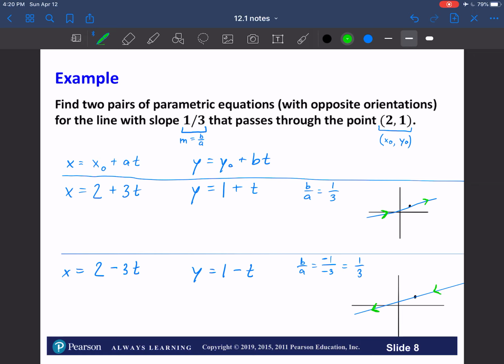There are infinitely many other ways that we could represent this line. For example, let me just give you one. Instead of saying x equals 2 plus 3t, you could also say x equals 2 plus 6t, and y equals 1 plus 2t. Then you would get b over a equals 2 over 6, which again is 1/3, so it's the same line, and it would actually be the same orientation as this one. So infinitely many ways to express the same line, and you can express it with different orientations if you want to.